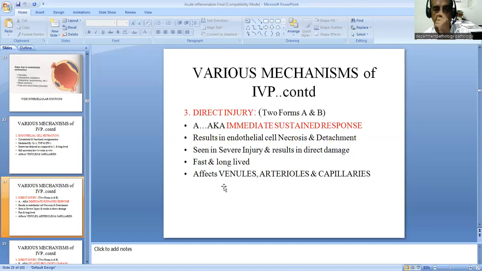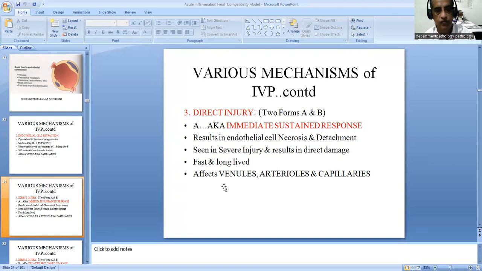Then there is direct injury. Now, if you cause direct injury, the injury is of such a nature that it injures the vessel wall. It produces its effects in two forms. One is also known as the immediate sustained response. As you can well realize, if the injury is there, there will be an immediate response. And since the gap produced is very large, it will be sustained for a longer period of time. It results in endothelial cell necrosis and detachment, therefore it will persist for a longer time. So it is known as the immediate sustained response.